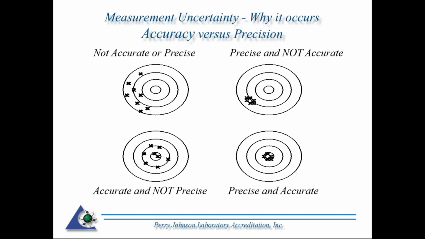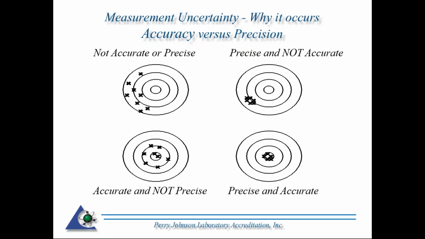So here we've got the four targets. Top left, not accurate or precise. You have your values, they're all over the place. They're not close to each other, and they're not near the target either. Top right, it's precise but not accurate. So in this particular case, we're hitting a target, but we're not hitting the right target. So often this is the one thing with folks doing repeatability as an internal measurement assurance program. Sure, it's going to show that you can repeat, but you also need to assure that you're repeating the right thing.